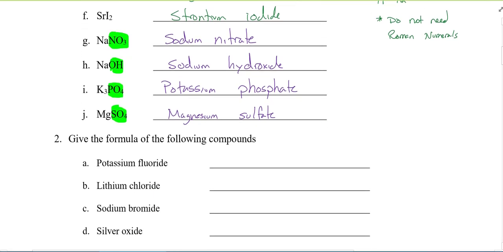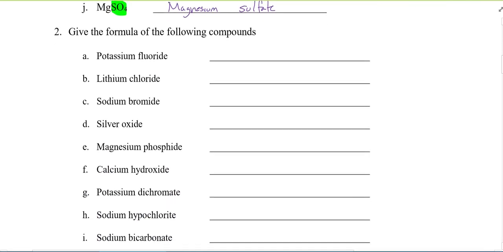Next up is the same thing. We got ionic compounds, we have metals that do not need Roman numerals, so there's no Roman numerals, except the difference is we're going from words to formula. This happens to be both more common to do and sometimes more of a struggle. The trick, I find, is to write out the ions and then come up with a formula.